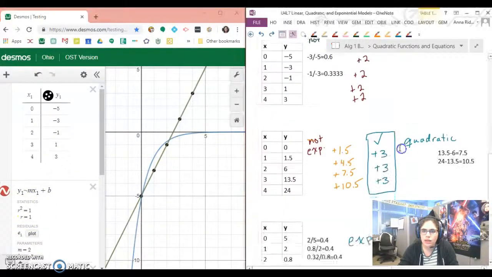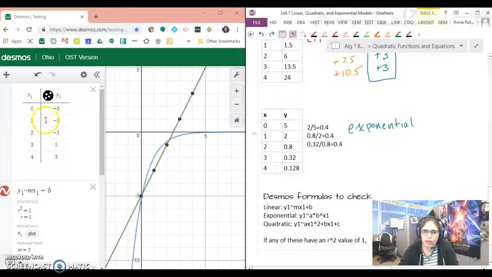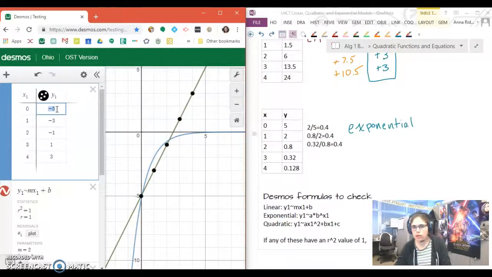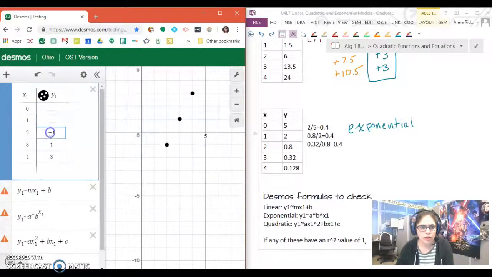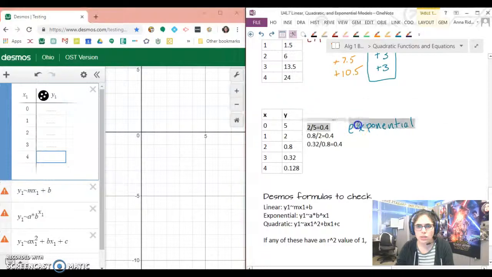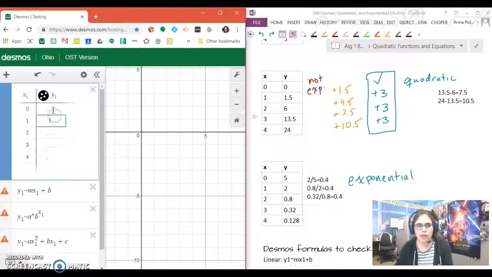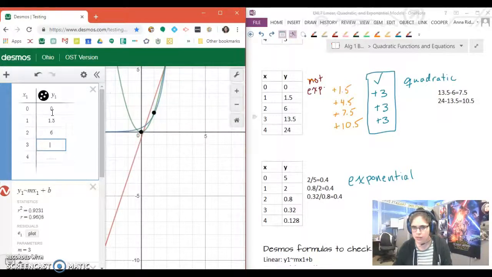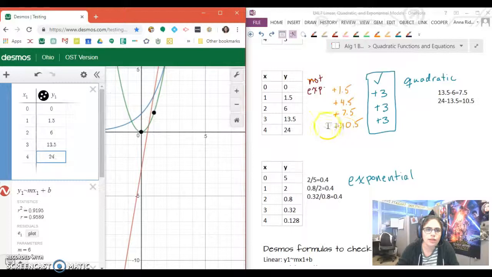And let's see. I will just go ahead. 2 minutes left. I can do it. All right, so let's put in the second one. That one is 0, 1.5, 6, 13.5, and 24. All right, this is pretty cool.